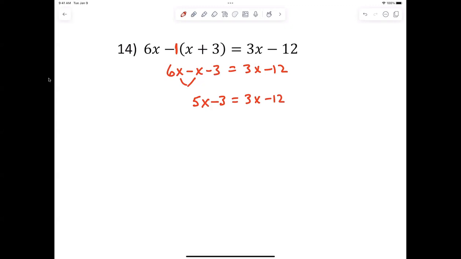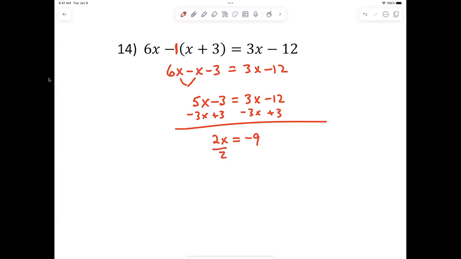Subtracting 3x, adding 3. 2x equals negative 9. Now we're dividing by 2. So it's a fraction. Negative 9 over 2. Everybody okay with that? Anybody?